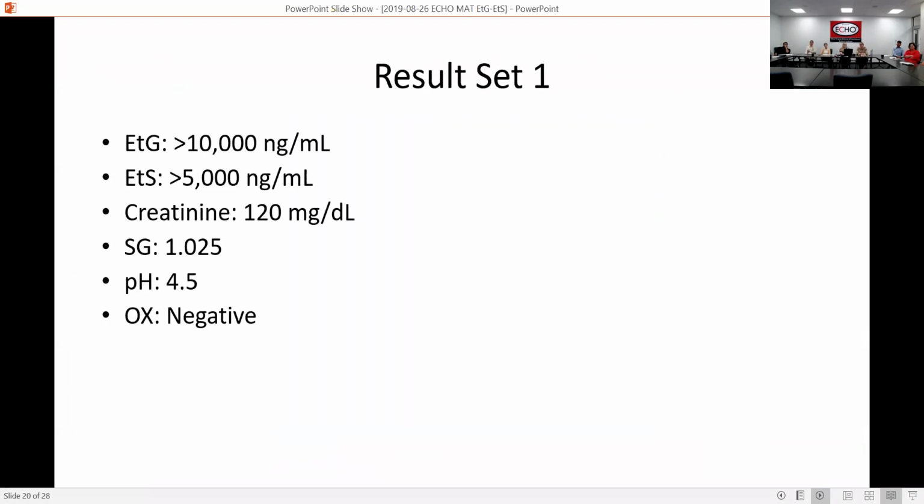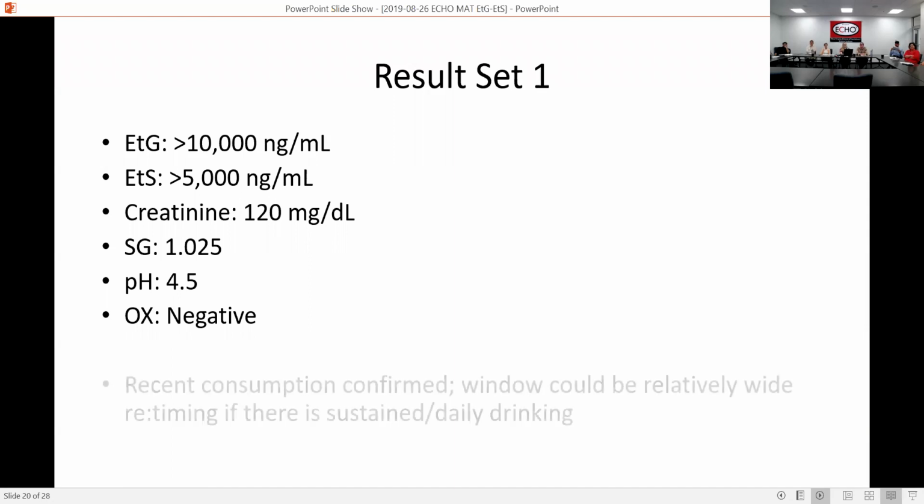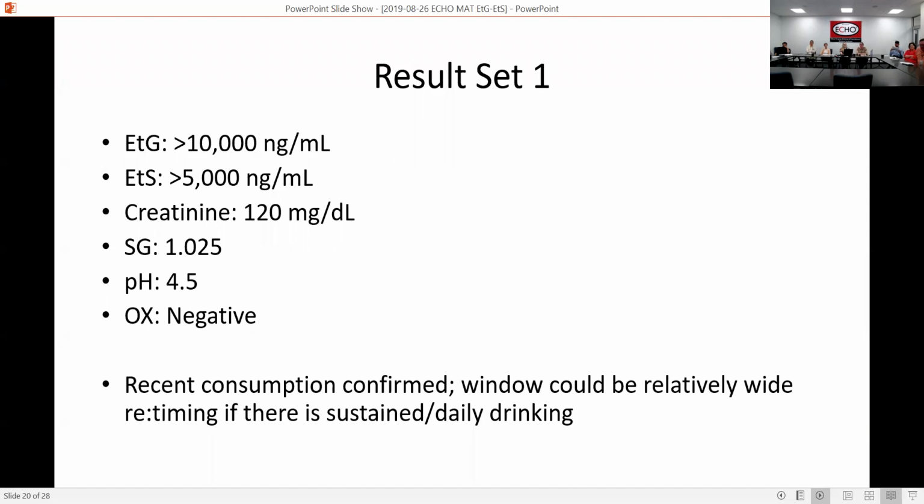Result set 1, we have EtG greater than 10,000, ethyl sulfate greater than 5,000, creatinine 120. We're expecting anywhere from 50 plus. Specific gravity 1.025, pH acidic, and no oxidants found. So would you be comfortable in calling this or not? Yeah, I would say so. Okay. So recent consumption is confirmed, and we would say that the window is wide because we don't know if it was a recent high dose or what is going on. We just know that it happened.